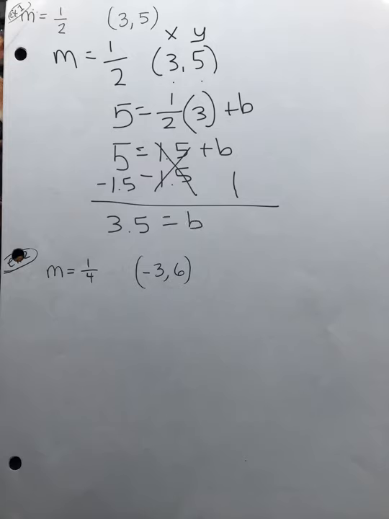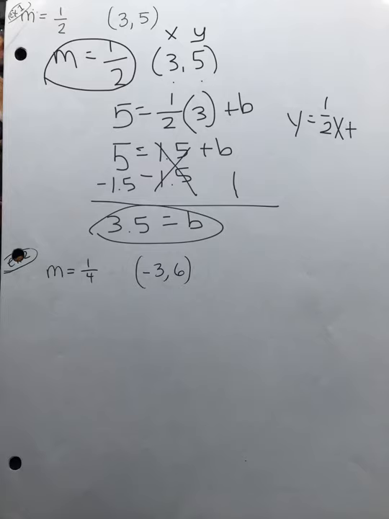Okay, now that we have that, we have a b and we have an m. So we can put it into y equals 1/2 x plus my b, which is 3.5. That's your final answer there. Okay.